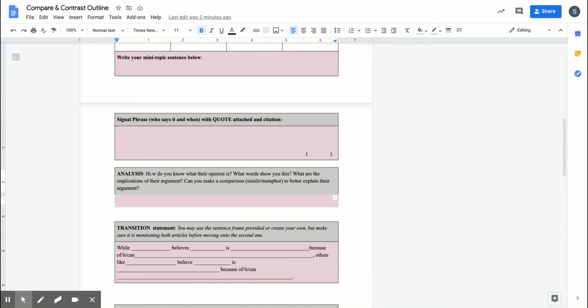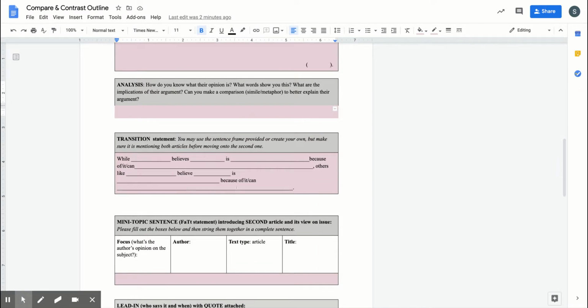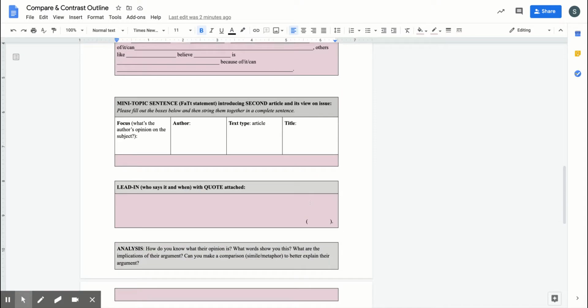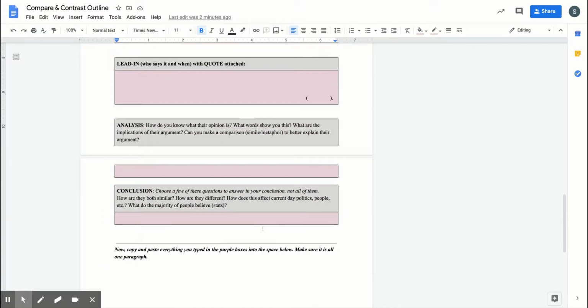Answer all of these questions. How do you know what their opinion is? What words show you this? What are the implications of their argument? And can you make a comparison to better explain their argument? And then here's your transition phrase. You can use these sentence frames in order to do that. And then again, it's the same process, but with a different side. Focus, author, text type, title, lead into the quote, analysis, same questions, and the conclusion.